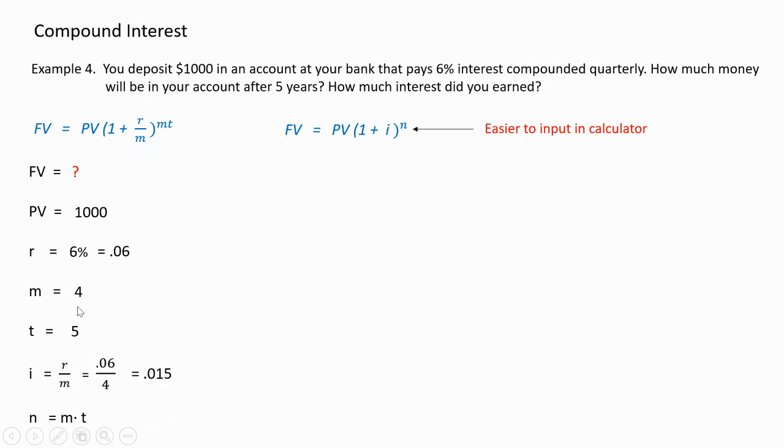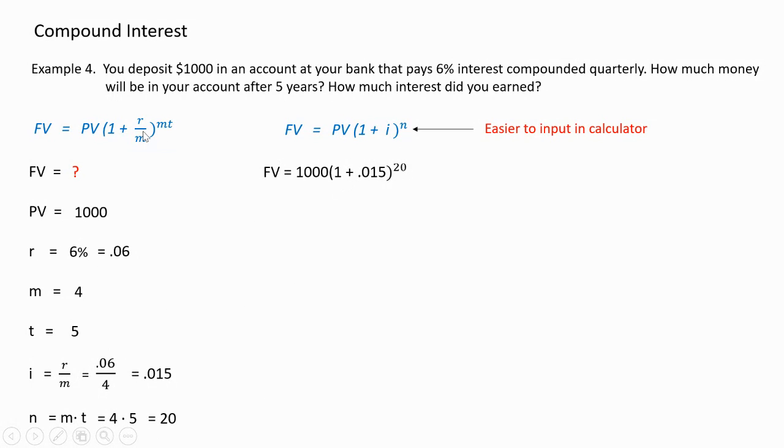And then what's my N, M times T? My M is 4, my T is 5. So 4 times 5 is equal to 20. Now, we plug everything in. My PV is 1,000. My I is 0.015. And my N is 20.